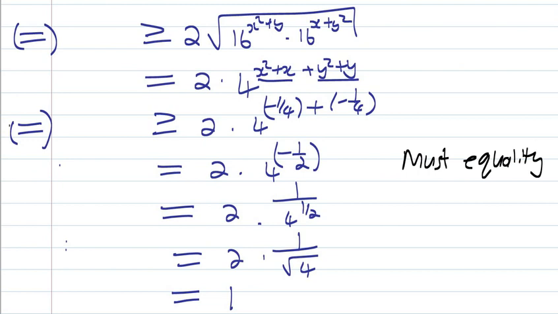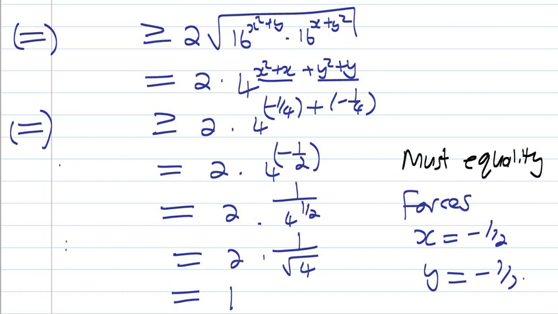And because we got to have equality, this now forces, all right, you can write a paragraph, you got to have equality, and this forces x squared plus x to be minus a quarter. So this forces x to be minus a half. And likewise, y squared plus y must be minus a quarter.